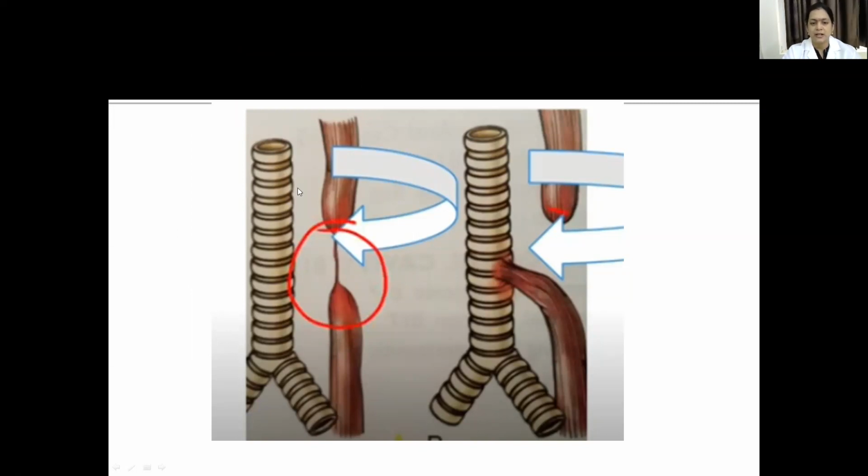This atresia is usually associated with the tracheoesophageal fistula, that is, this part of the esophagus ends blindly, and then the distal part is attached to the trachea. So usually the atresia is associated with the tracheoesophageal fistula. The only thing we can do is surgical correction. Cyanosis, difficulty in breathing, all these things can occur in children.